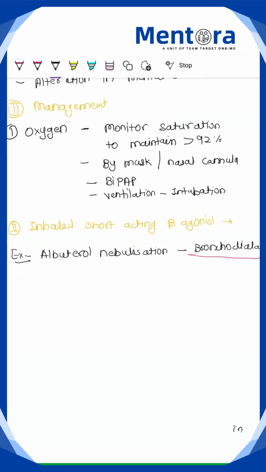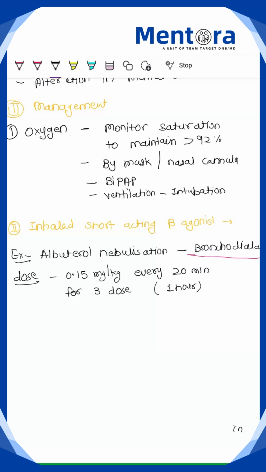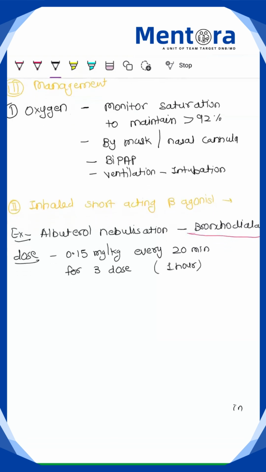in the dose of 0.15 mg per kg every 20 minutes for total 3 doses. Means for the duration of 1 hour, we will give nebulization in every 20 minutes. Then 0.15 to 0.3 mg per kg every 1 to 4 hours as needed.